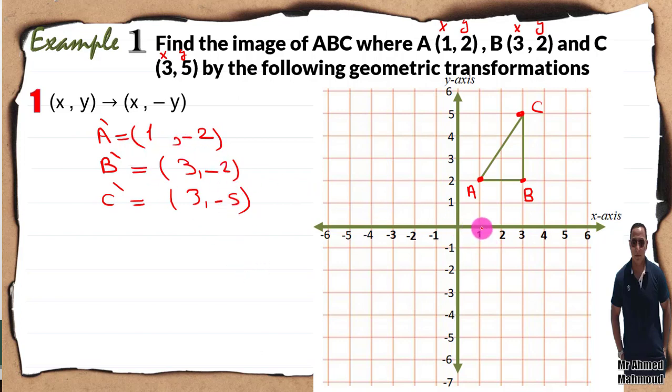So 1 and the negative 2. I'm going 1 and go down to negative 2 here. 3, negative 2, 3 and negative 2 down. And 3, negative 5, so I'm going to 3 and go down to negative 5 here. So I'm going to connect the 3 points to get this triangle, triangle A dash, B dash, C dash.